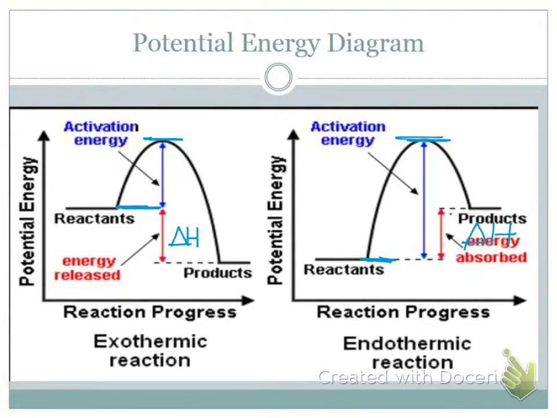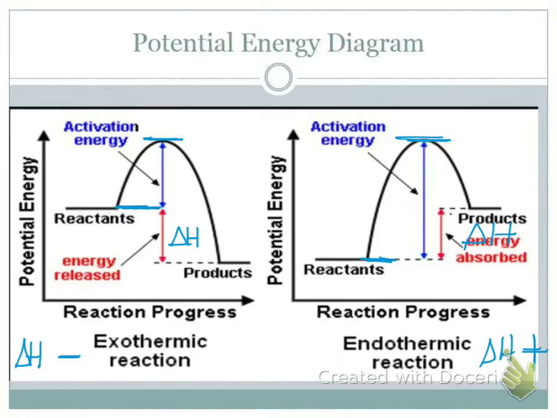So if you recall, if you have an exothermic reaction, what is the sign of delta H? Because remember, delta H is the sum of the products minus reactants. If it's exothermic, what was delta H? Negative or positive? It was negative. And in an endothermic reaction, delta H is positive. So that is what the energy diagram looks like for an exothermic and endothermic reaction.